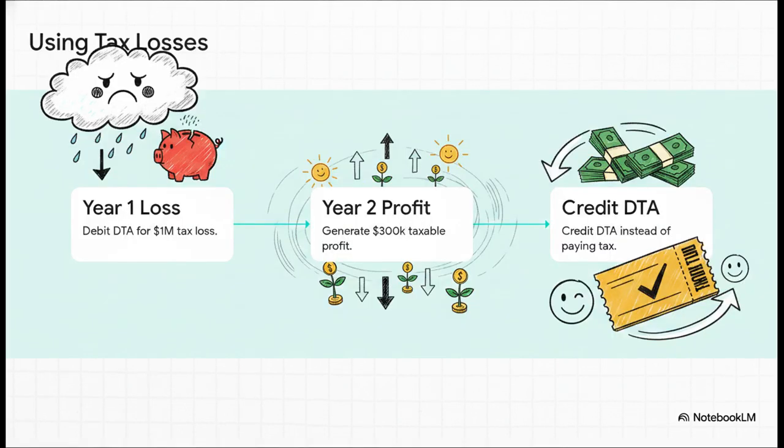Let's walk through the specific journal steps for a tax loss, because this is absolutely crucial. Imagine you incur a massive $1 million tax loss in year 1. Because you easily pass that probability test, you debit a deferred tax asset. Okay, fast forward to year 2, and you generate a $300,000 taxable profit. The key takeaway here is that your prior loss created a tangible economic benefit. So instead of physically paying cash to the tax office for year 2's profit, you simply credit that deferred tax asset to consume the benefit.